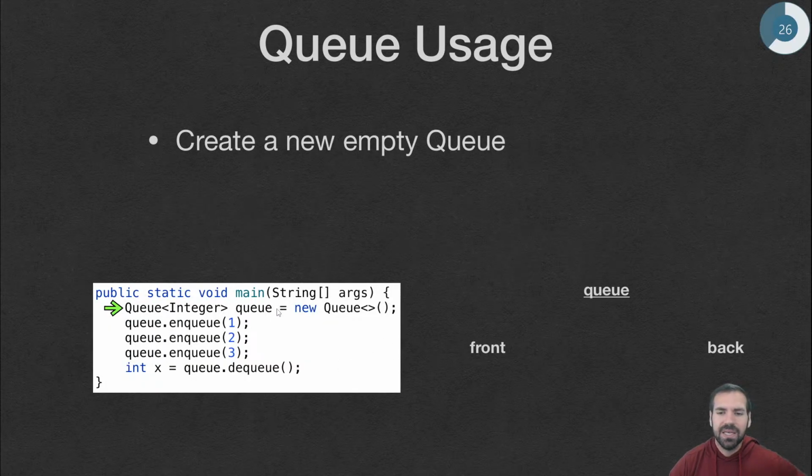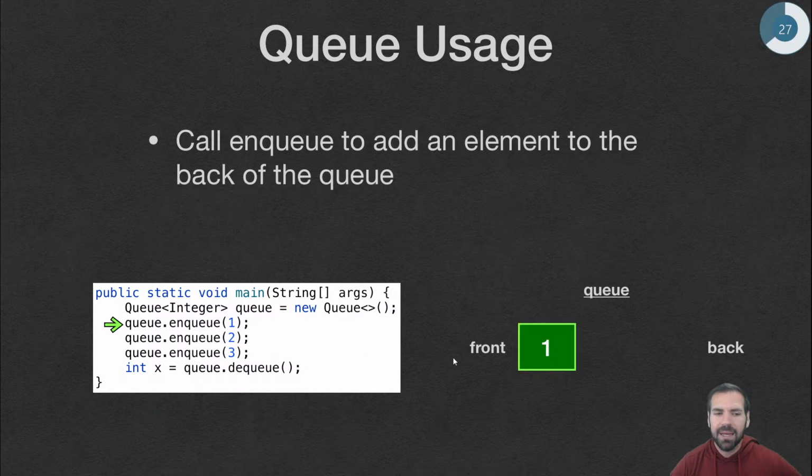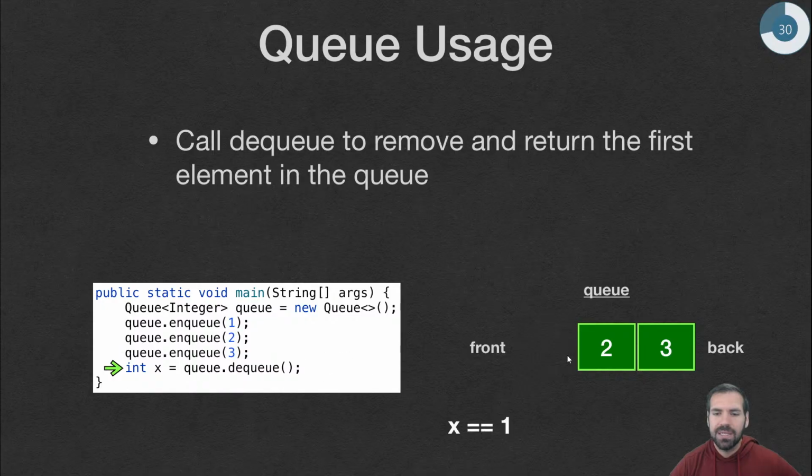So if we have an empty queue, we're going to InQ 1 from the back, InQ 2 from the back, InQ 3 from the back, and then we're going to DQ from the front. So the first person who made it into that queue is the first one that's out of that queue. First in, first out.